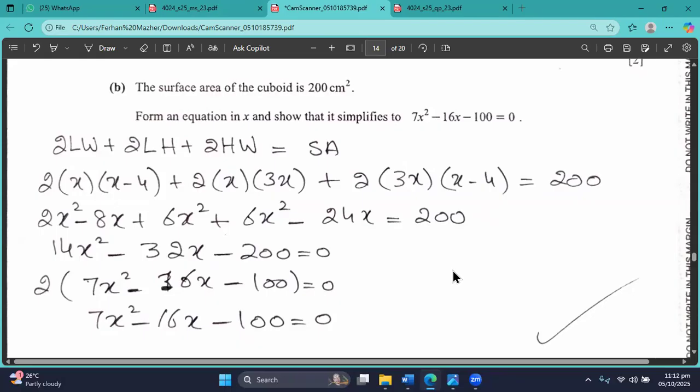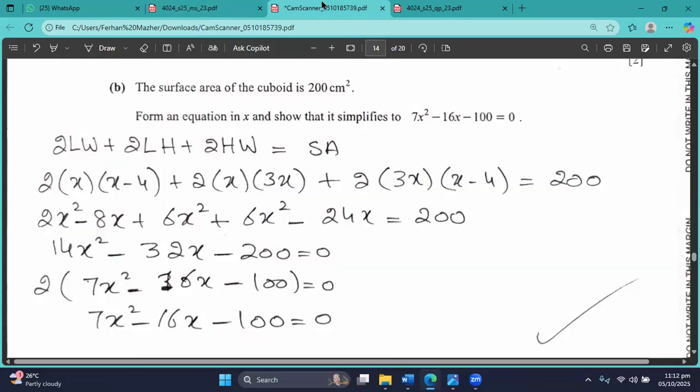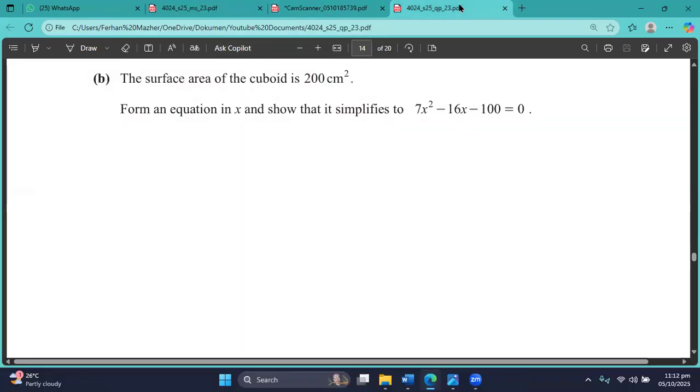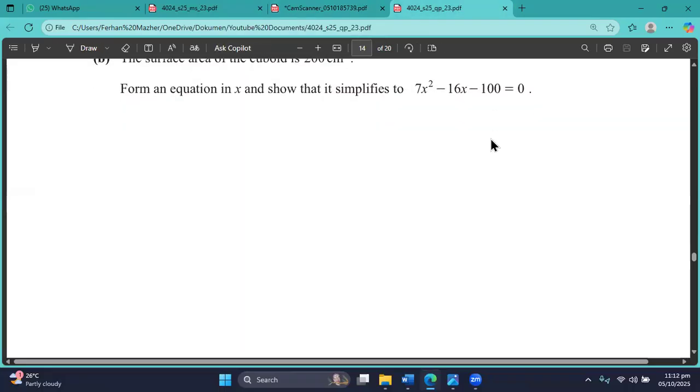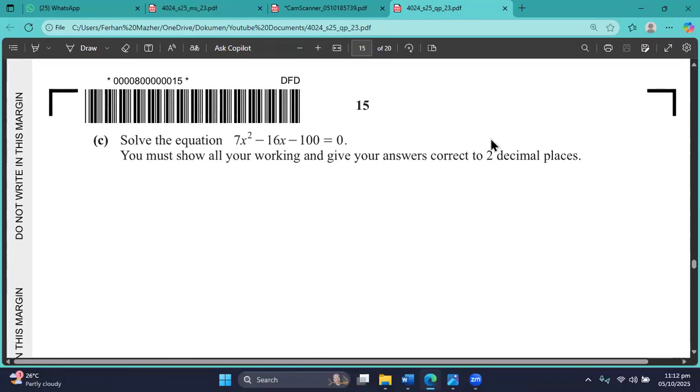So this is what they have asked us to show. Okay. So we have shown it. So this is the B part. Okay. This is how you do it. Then the next thing is they want you to find the C part.